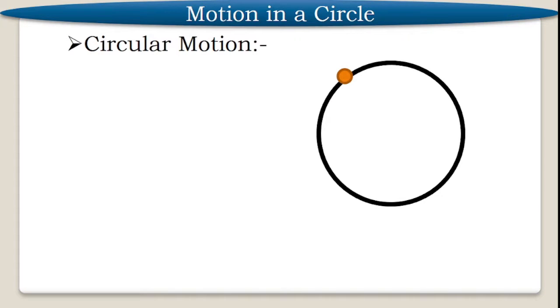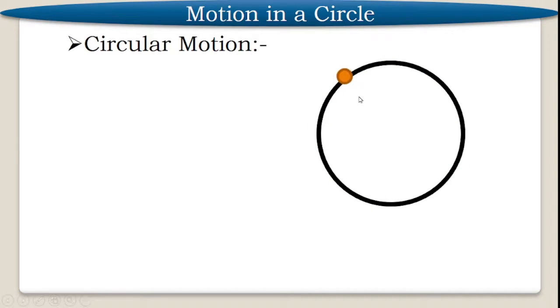Circular motion. First, we will see which type of motion is called circular motion. Let this be a particle which moves in this circle like this. Then the motion of this object is called circular motion. That means we can define circular motion like this: if any object moves in a circular path, then its motion is called circular motion.